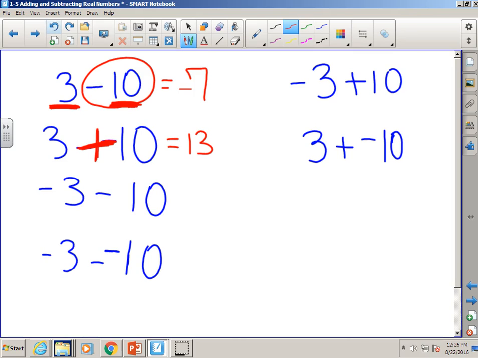Let's look at the third example. What gang is 3 from? Negative. What gang is 10 from? Again, this one's going to be a thief. It's got to steal that sign because it's got no other sign. Second number always has to have a sign. So 10 is from the negative gang.